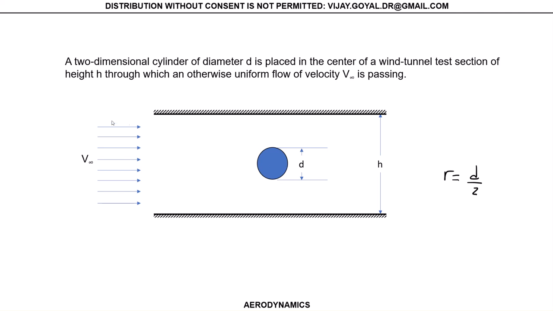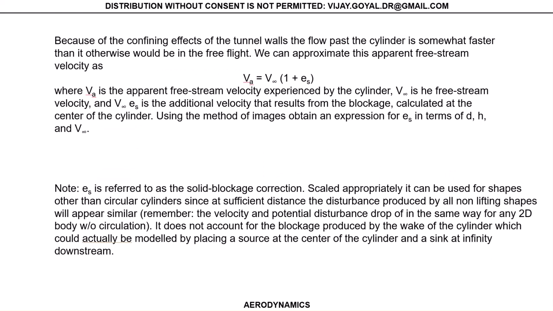You have a uniform flow that's going all the way through. Many times we are interested to know what the velocity is here, and at any other location. In order to do that, the best way is using the method of mirrors, because what we want to do is find an expression for ES.